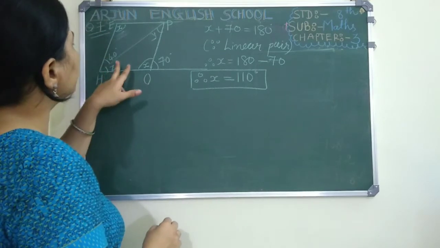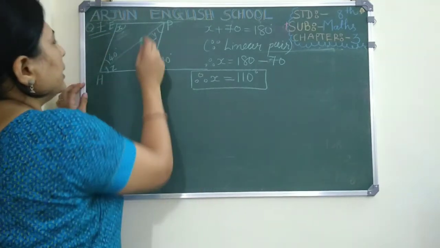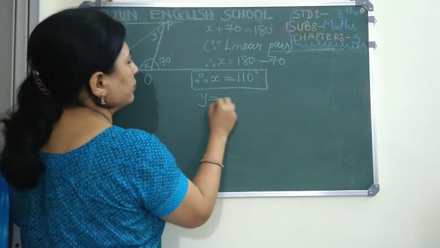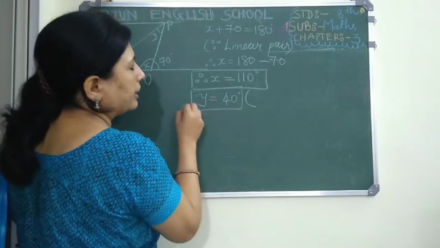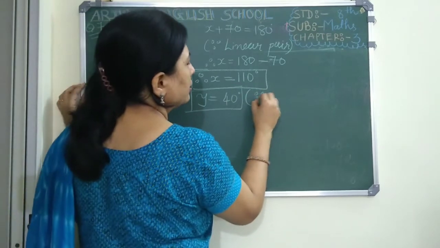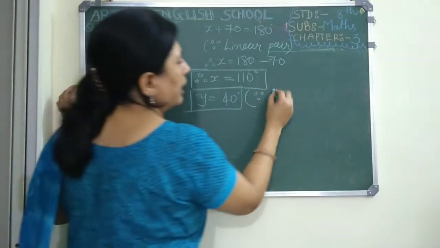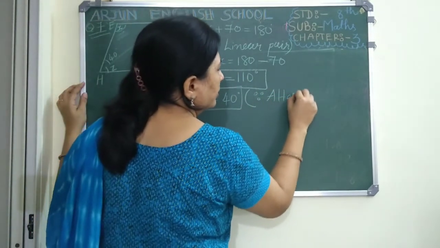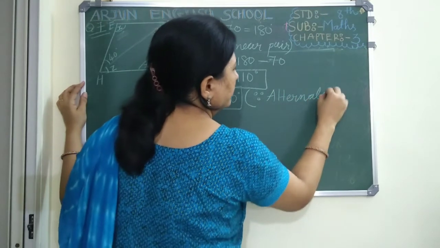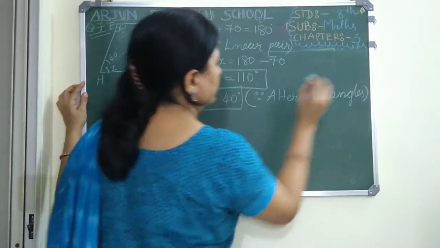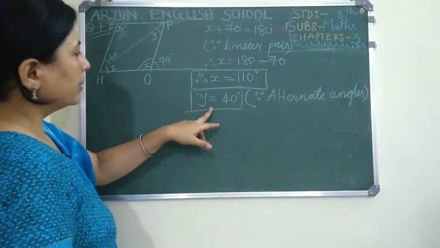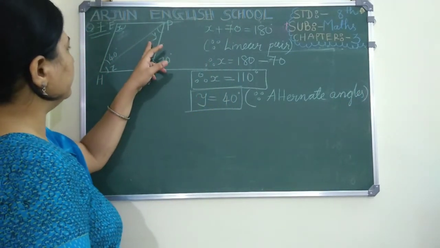Now, let us use this alternate angle. y is equal to 40 degree. Why am I writing this? Because alternate angle. So, y is equal to 40.